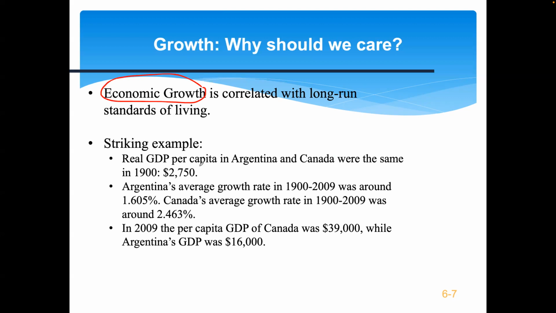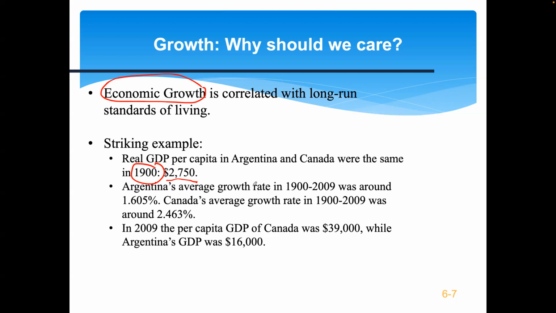Right. To help you understand the importance of economic growth that eventually contributes to long-run economic growth, let's look at an example. This example we probably have seen before: Argentina and Canada. They were more or less the same, or fairly close. In 1900, the real GDP per capita of both was the same number. It's slightly less than 3,000.